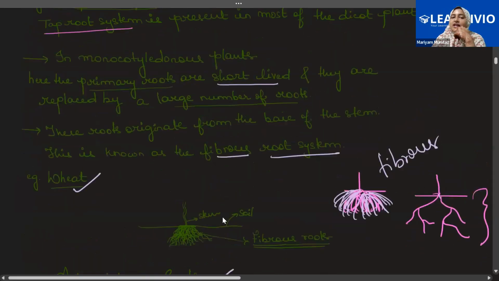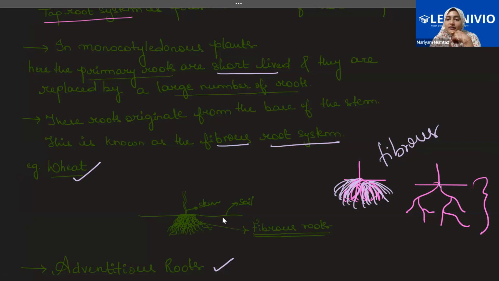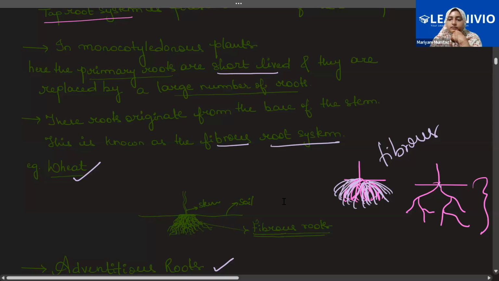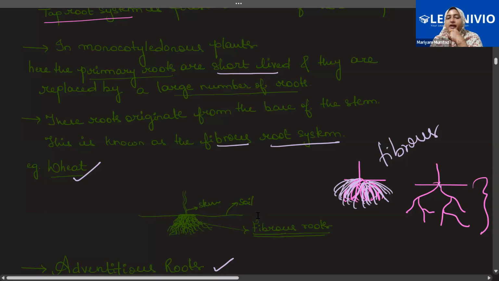See, initially you can say it is coming from the radical only, but since the primary roots are short-lived, they come from the base of the stem. But initially it is from the radical. So first they start from the radical, but then it attaches to the stem, because they're connected at the base, and then it comes out. And that is what we call the fibrous roots, meaning from one point, a bundle of roots is arising.